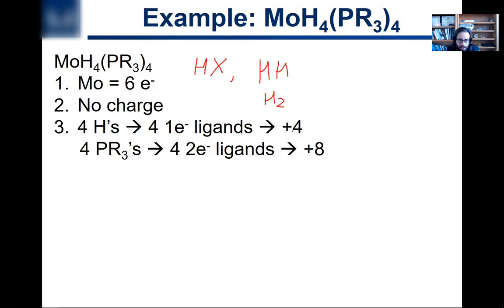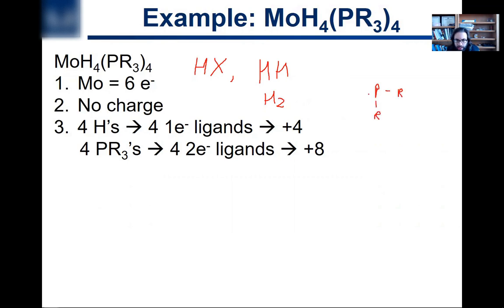We have 4 of them. So we're going to have a total of 4 extra valence electrons added up there. Now for the phosphines, these are just R groups. They could be anything. Phosphines are 2 electron ligands. How do we know that? Well, we draw the Lewis structure out for a phosphine, right?